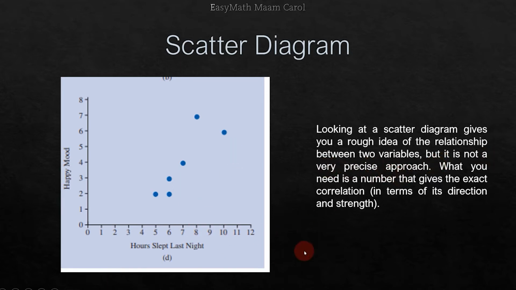So, pag nakakita ka na ganun, sasabihin mo, oh, there is a relationship between the number of hours. Hindi pwede. So, what you need is a number that gives the exact correlation in terms of its direction and strength. Kasi kapag meron kang computation, sinasabi niya kung positive yung correlation, kung negative yung correlation, if there is no correlation, and then yung strength, kung gaano kalakas. Okay, kung meron man siyang correlation, the numbers would define the strength kung malakas o hindi malakas yung correlation between x and y variable.